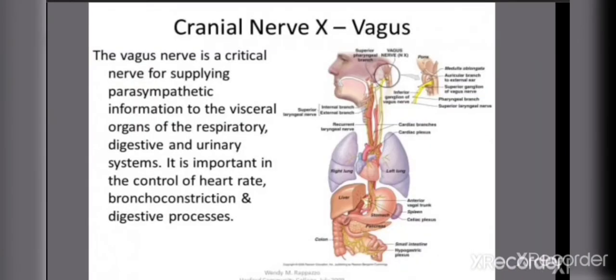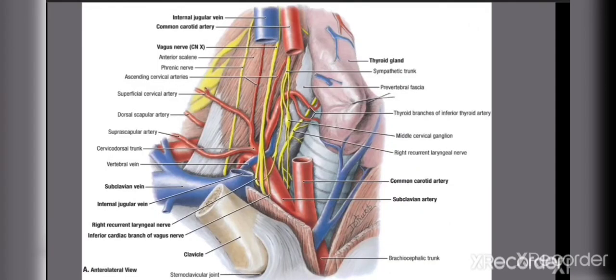Then the next content of the carotid triangle is the vagus nerve. The vagus nerve is the 10th cranial nerve, and it carries parasympathetic information to the visceral organs of the body like the respiratory, digestive, and urinary systems, and it is important to control the heart rate, bronchoconstriction, and the digestive processes. So here we can see the vagus nerve between the internal jugular vein and the common carotid artery. Here is the vagus nerve.